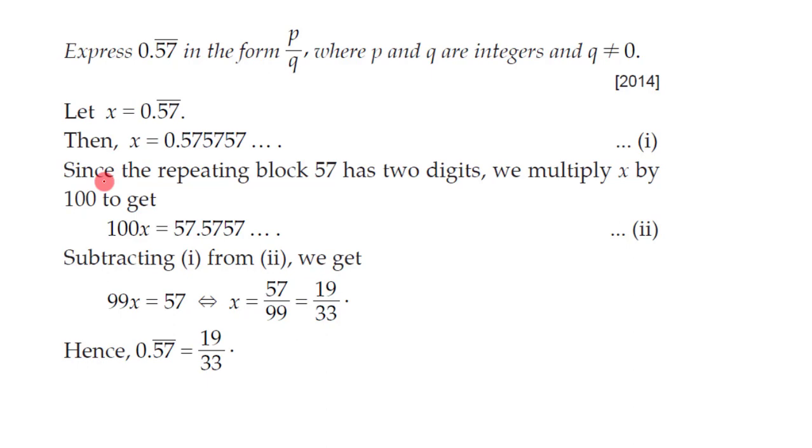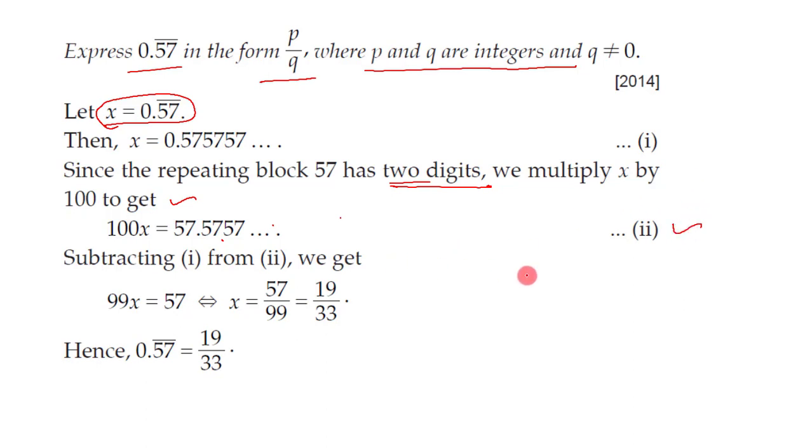Express 0.57 bar in the form of p by q, where p and q are integers and q is not equal to 0. If I suppose x is equal to 0.57 bar, 57 under the bar means 57 will be repeated. In this case, how many digits are repeating? 2 digits are repeating. If 2 digits are repeating, by what number should we multiply? You should multiply it by 100. So you will get 100x is equal to 57.5757 and so on. I am supposing this is the second equation.